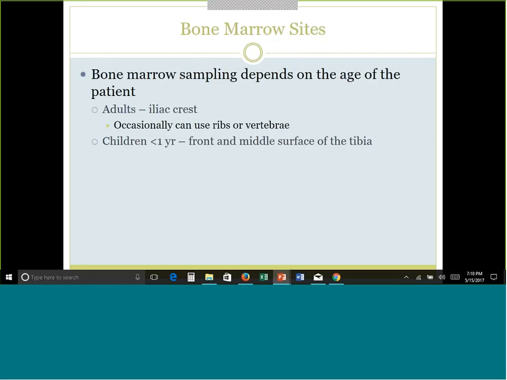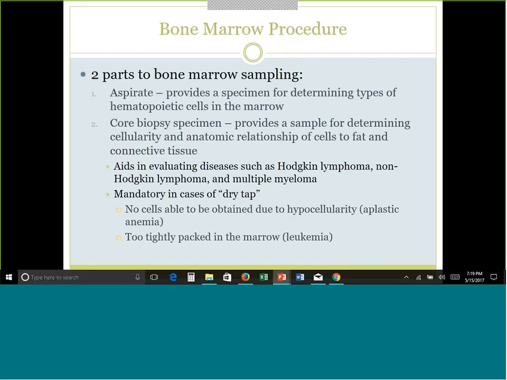All right. So when we want to collect a bone marrow sample, there are set sites that we use, whether they're an adult or a child. For adults, it's typically the iliac crest, which is in your hip. Sometimes you can use the ribs or vertebrae, but usually it's the iliac crest. In children that are really young, it would be the front and middle of their tibia. The tibia is in the bottom part of their leg.